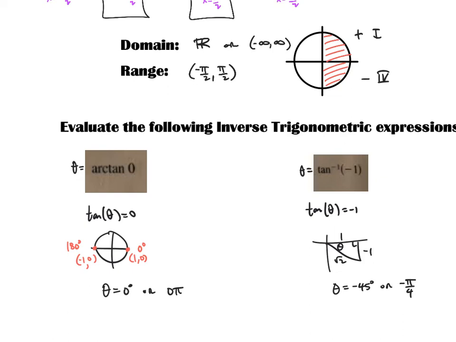I'll give you one more here. Arctangent of negative 1 over root 3. Okay, so tangent, you can see the ratio is negative. That puts us in quadrant 4.